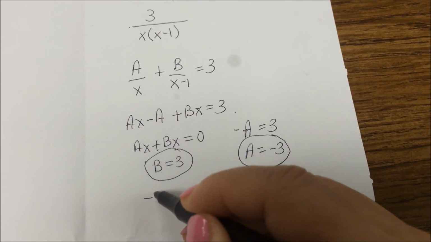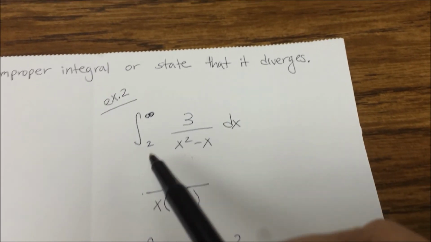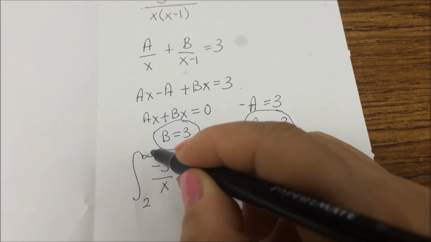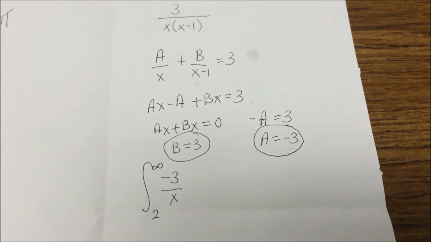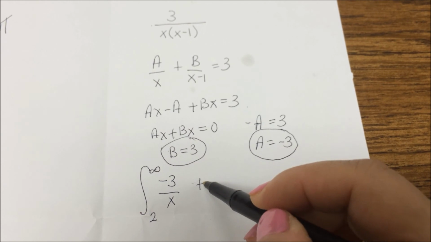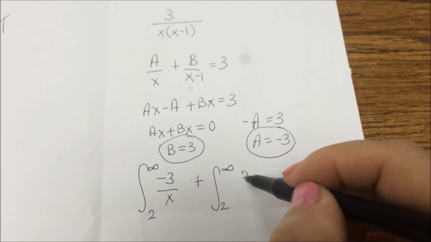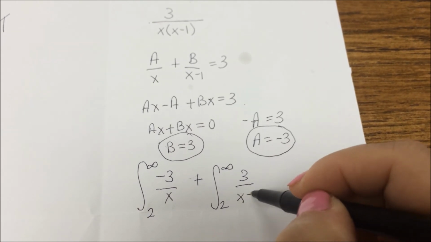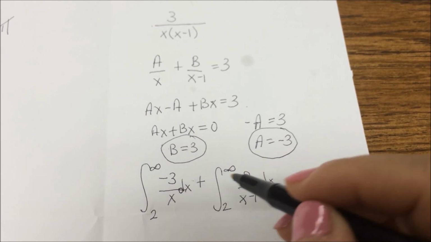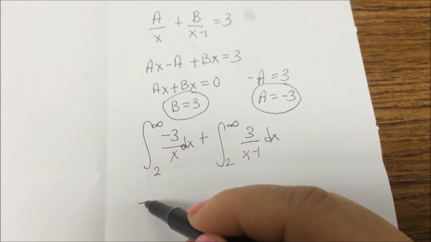So we have then a is negative 3 over x. Now we take the integration, and we go back to the integration from 2 to infinity. So from 2 to infinity right there. And then we go to the other part, which is the b part, right? Which is this part right here. So that's going to be plus, and we're going to separate that from 2 to infinity, and then 3 over x minus 1. And then let's put dx's, right? Kind of like the periods of our sentences right there. Okay? So then we know the integration of this right here. We'll just pull the negative 3 out.